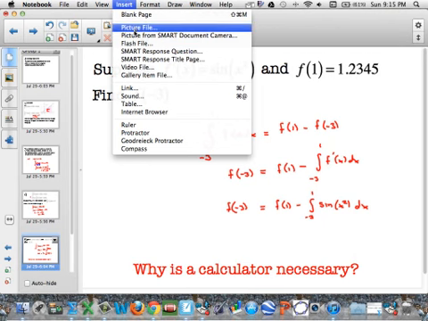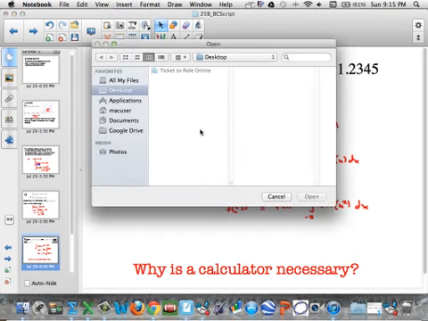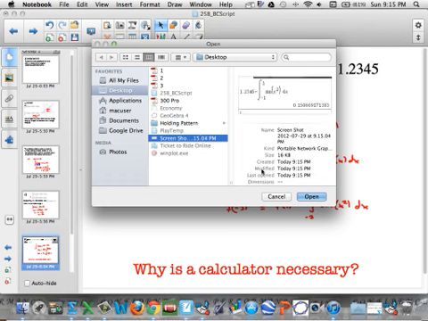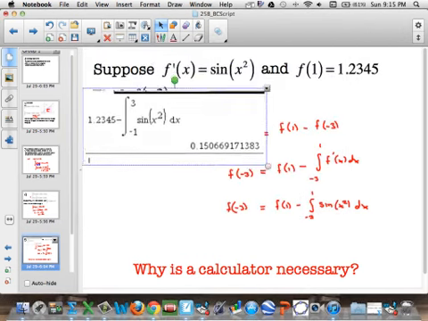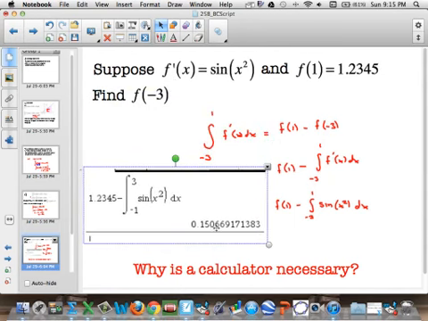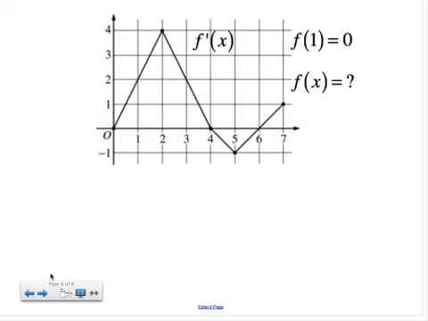Let me just insert that picture file so that we have an answer that we can refer to. So there we go. Our value for f of negative 3 is going to be 0.150 or 0.151, accurate to 3 decimal places. Okay, finally let's take a look at this from a graphical point of view.